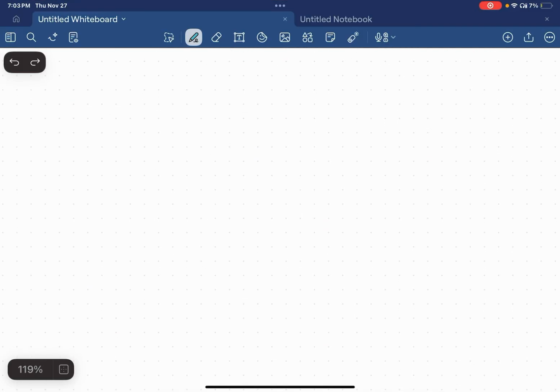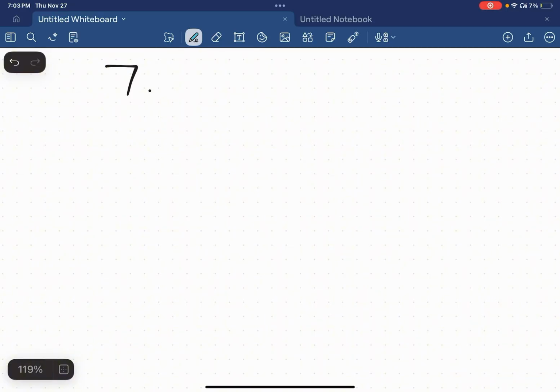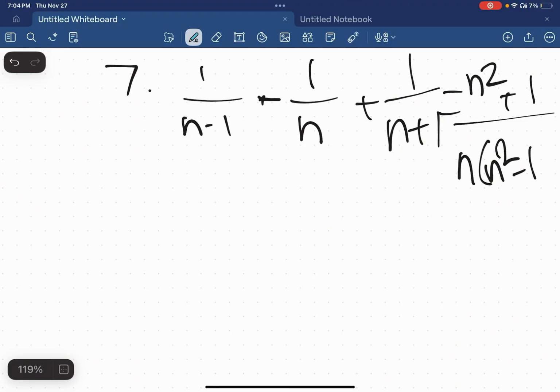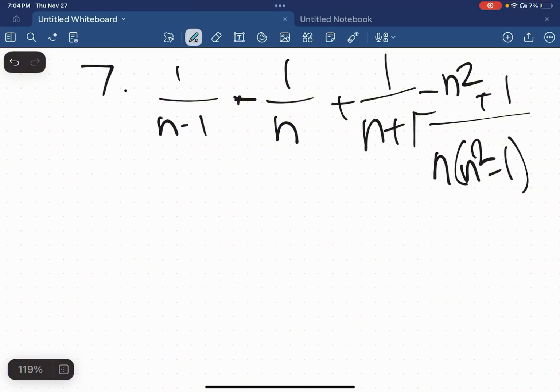Come on, go down. Number 7, show that 1 divided by n minus 1, minus 1 divided by n, plus 1 divided by n plus 1 is equal to n squared plus 1 divided by n times n squared minus 1. And oh, that's small. What is that? Okay. And then after that, it asks us to determine the value of 1/5 minus 1/6 plus 1/7.